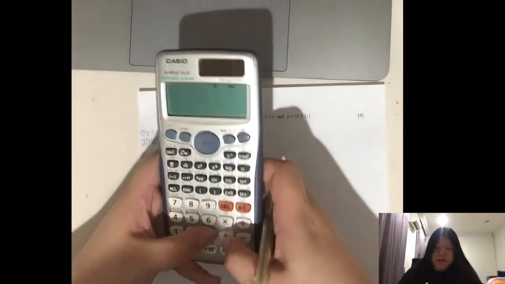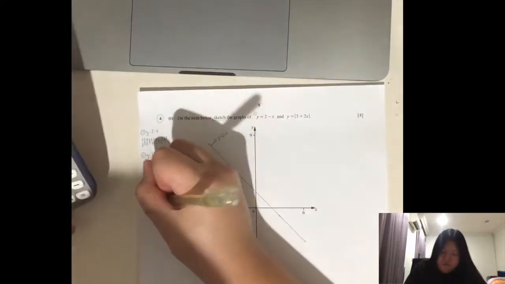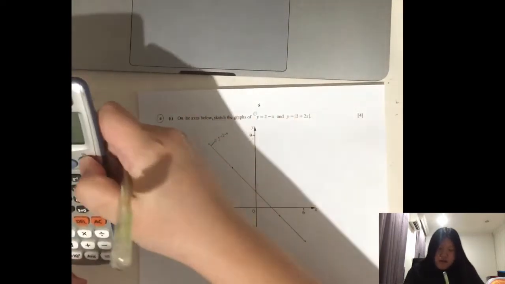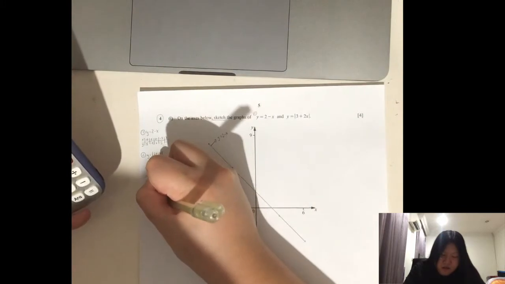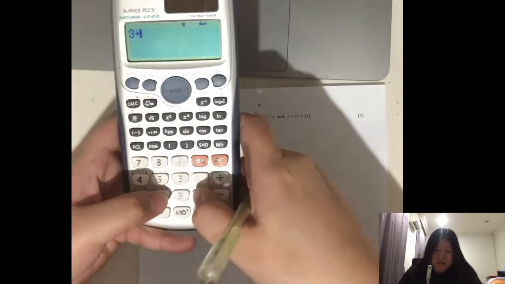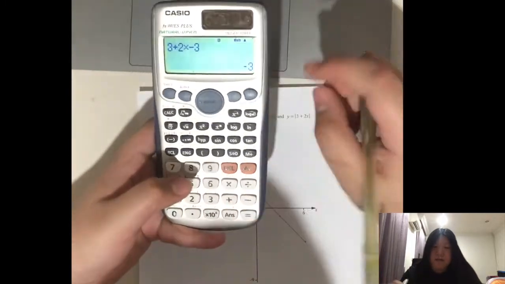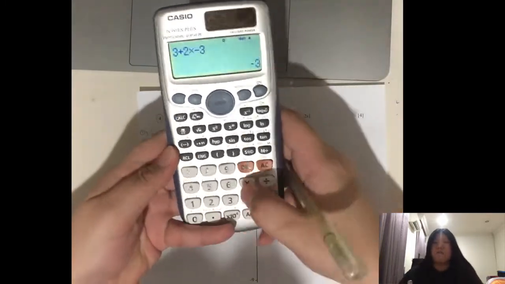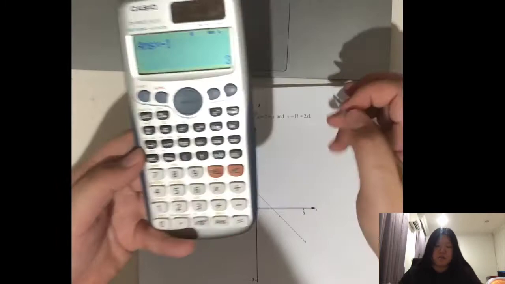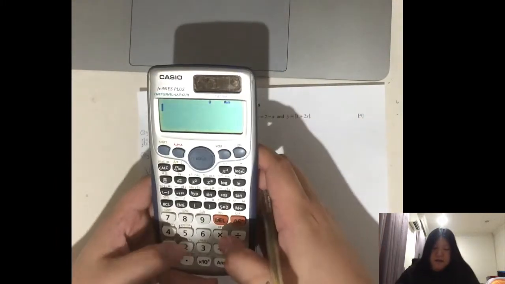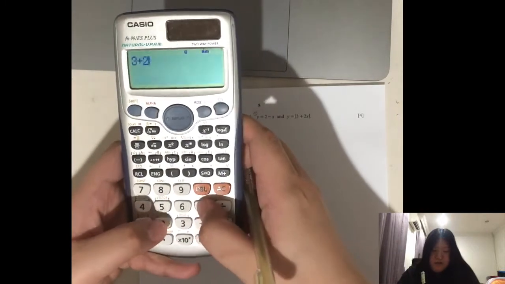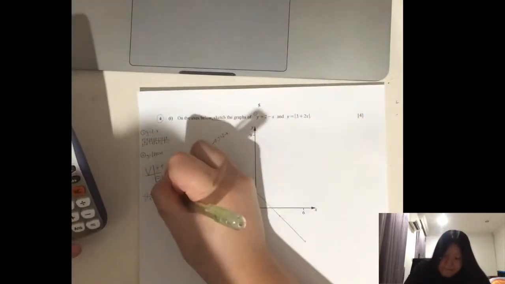The next one is 3 plus 2 times 6, 15. The next goes 3 plus 2 times 0, which is 3. And then 3 plus 2 times -3. This gives me -3, and again I'll multiply it by -1 to make it a positive value, which is 3. And then finally 3 plus 2 times 3, which gives me 9.